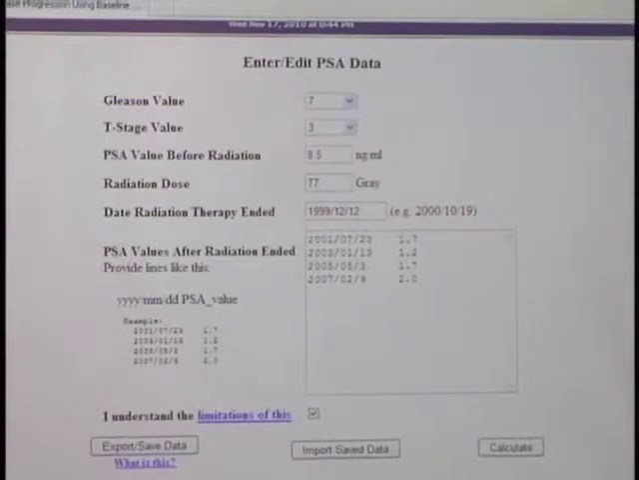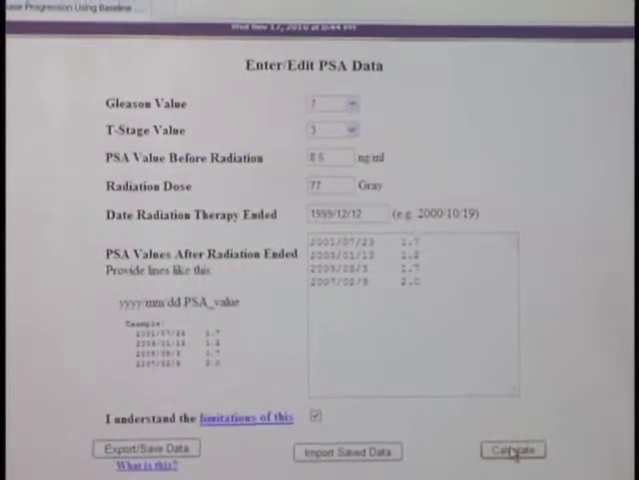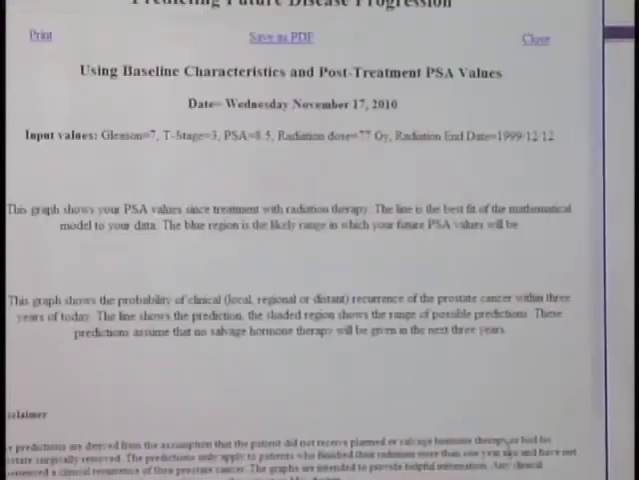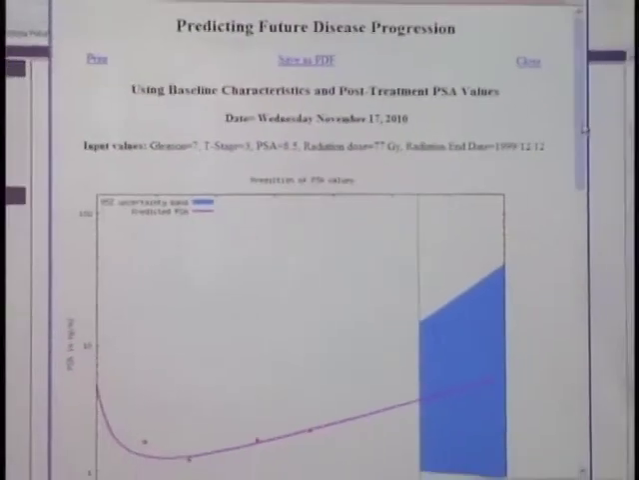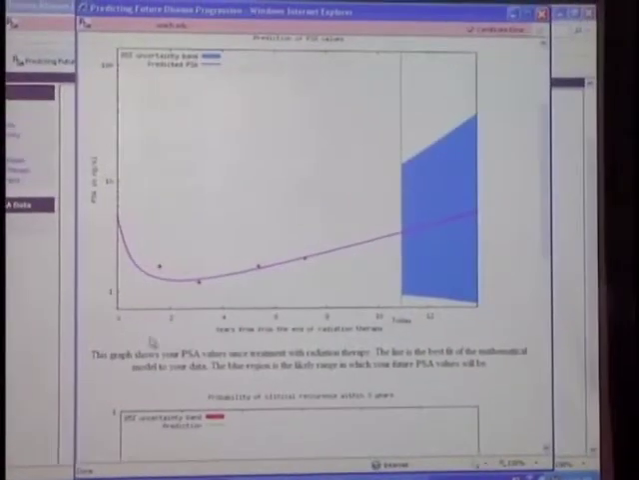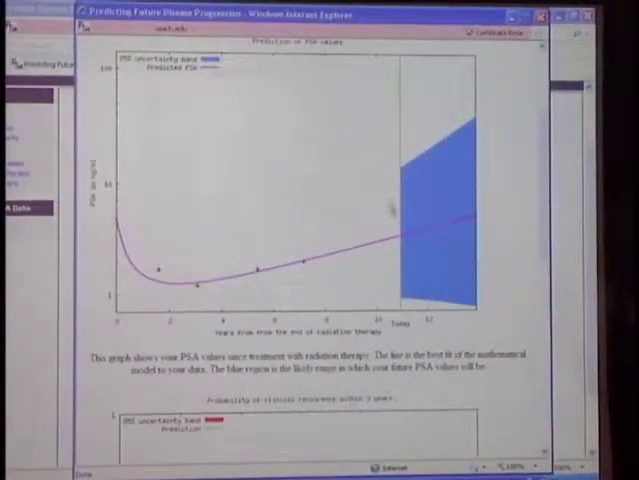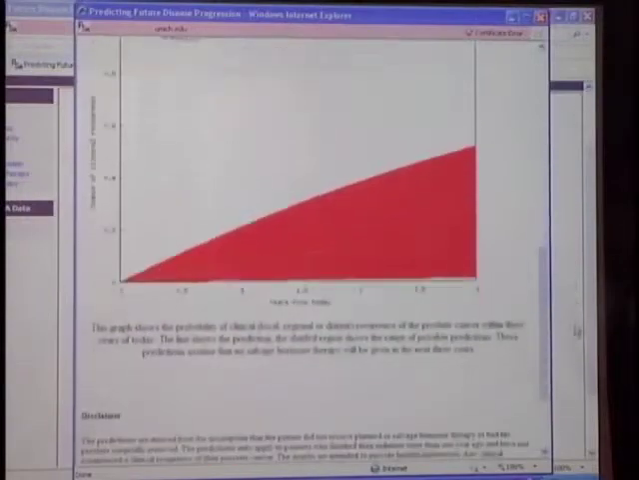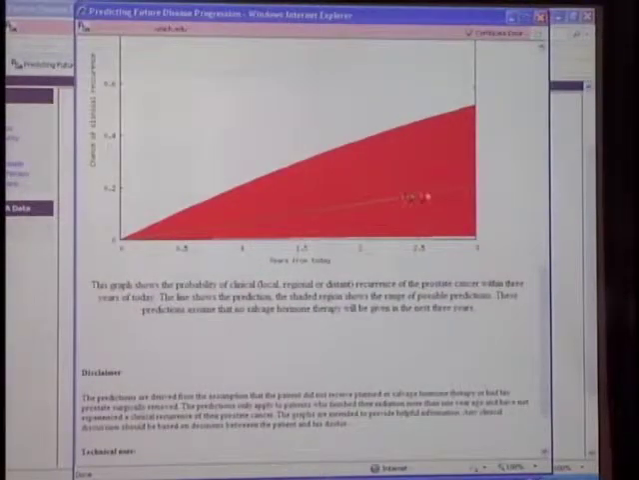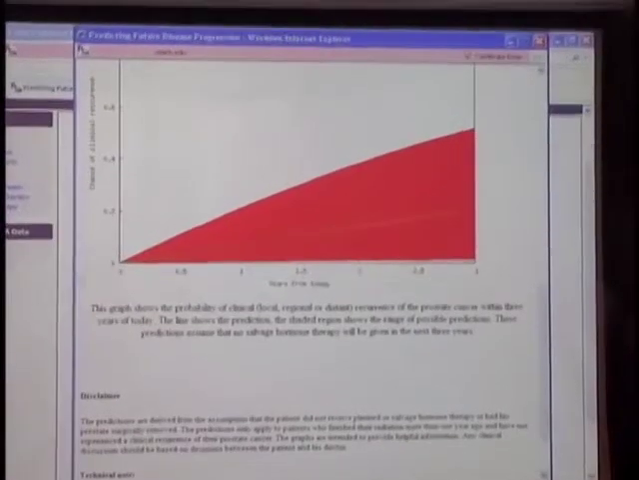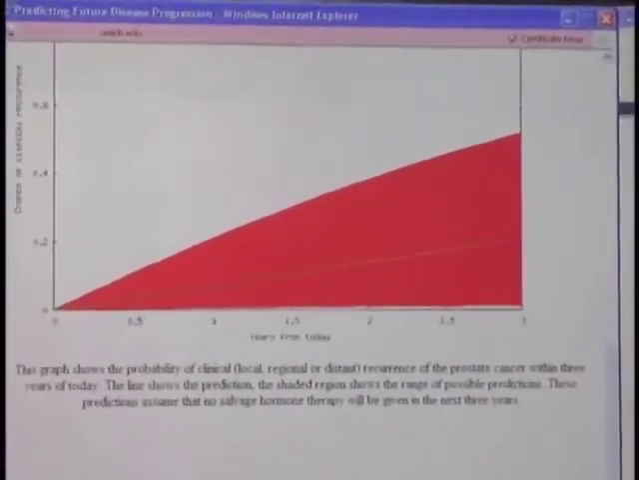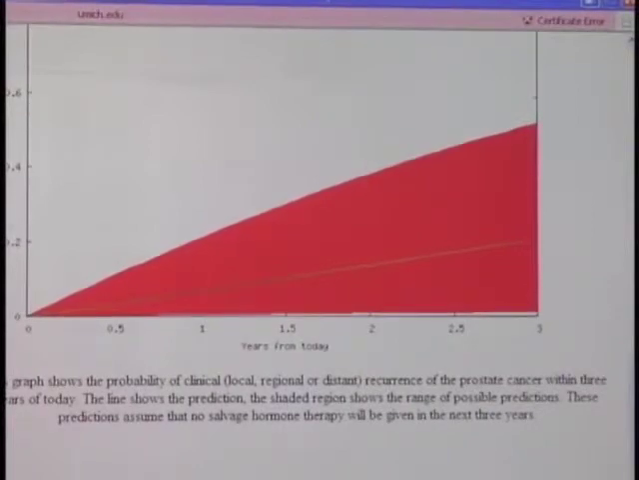There's a button here which says calculate. That's going to do this quick calculation, not going to take 12 hours. It's going to take 3 seconds probably. And it's going to produce a couple of curves. This is the data we entered, the pluses, and the projected PSA values in the future. And the real thing is here. Don't worry about the red region. There's a line in the middle here which says about 20% for the predicted probability of recurrence for that patient. That's the essence of what you get.